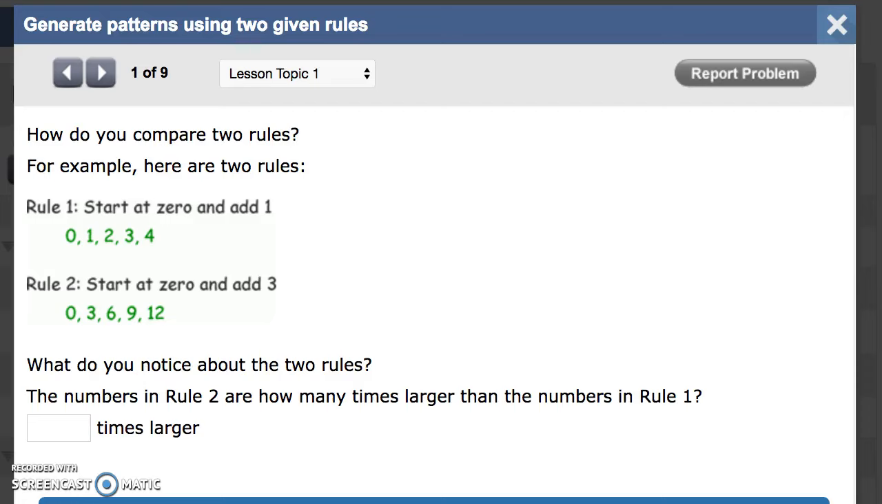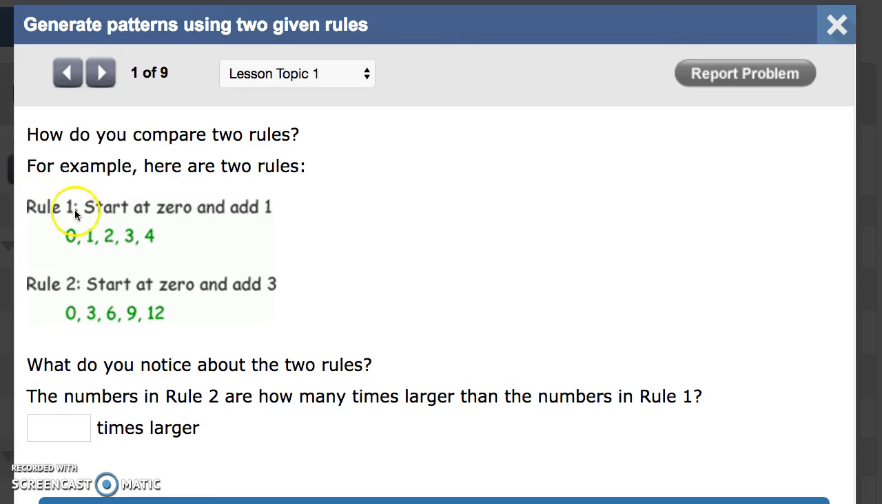Okay, with this lesson, we're looking at generating patterns using given rules. This is something we reviewed at the very beginning of the year, but we didn't spend a lot of time on. So let's go back to refresh our memories. First, we're going to compare two different rules and talk about what it means to have a rule in math.